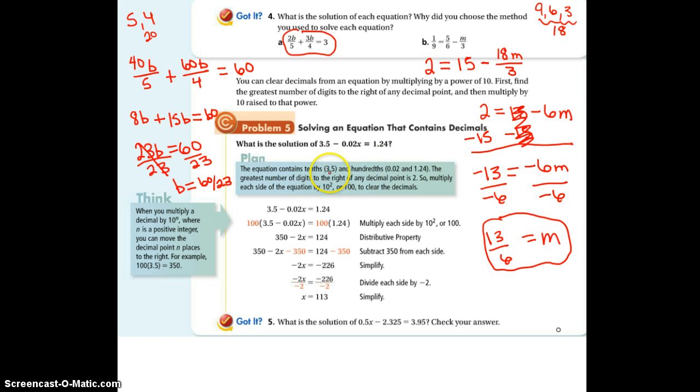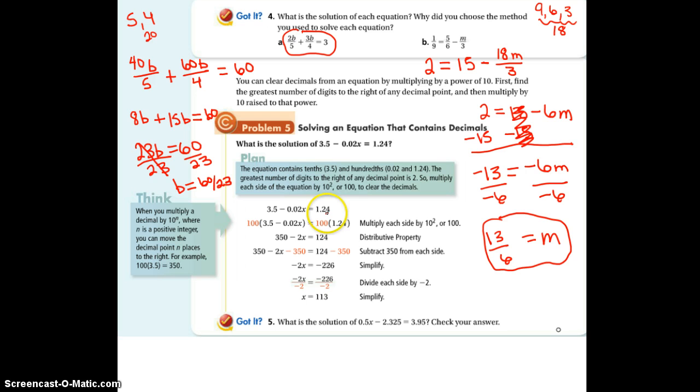All right. And then this next one just goes through a problem that has decimals in it. Now, if you want to clear decimals, you can, but you do not have to clear a decimal. Clearing a decimal is very similar to multiplying everything by the common denominator. I can multiply by the common denominator and get rid of my fractions. Well, guess what? I can multiply by a multiple of 10 to clear decimals.